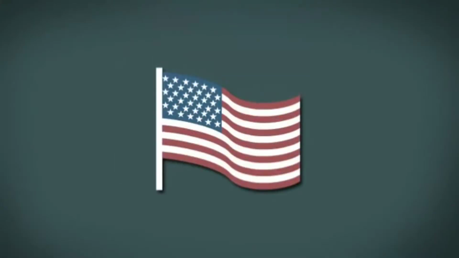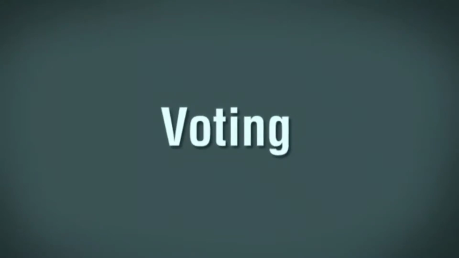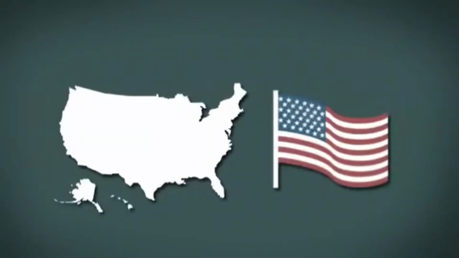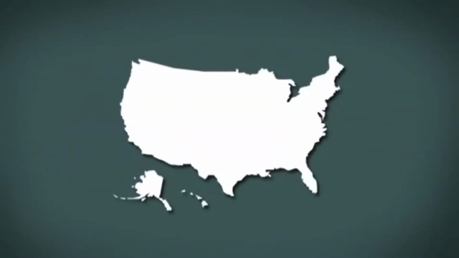the US Congress and presidential elections. Voting, the people's chance to decide who they want to run their country and represent their interests. But how does it work in the United States of America? Across the pond, voting is quite different.